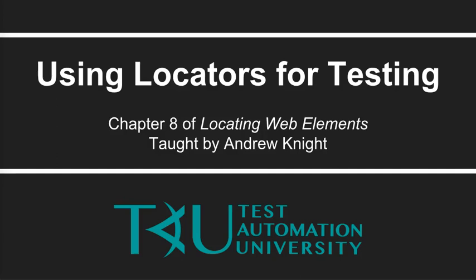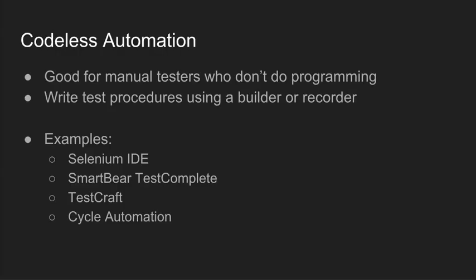Now that we know all about web element locators, let's use them for test automation. When it comes to automating web UI tests, there are two main categories of tools: codeless and coded. Codeless tools enable testers to write test procedures using some sort of form, builder, or recorder without the use of a programming language. These tools are ideal for manual testers who are great at testing but not strong at programming.